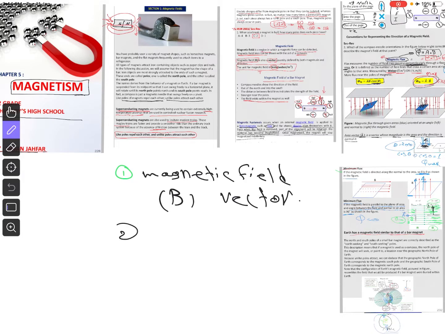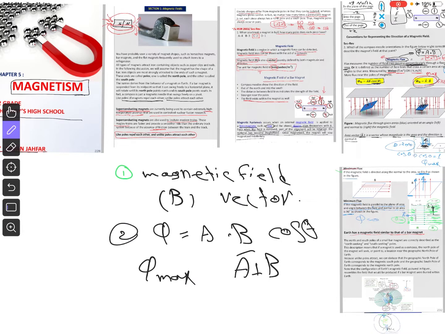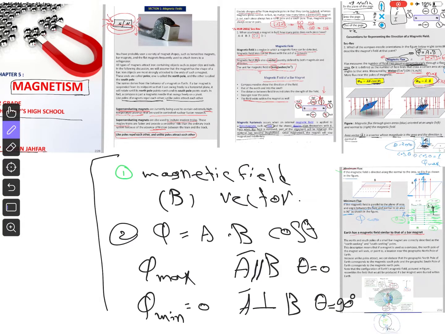And then later we talked about magnetic flux. That's the symbol of the magnetic flux. That's the formula: AB cosine theta. And then we said maximum flux is when the area vector and the B are parallel to each other, when the theta between them is equal to 0. And flux is minimum, or equal to 0, when the A vector is perpendicular with the field, so theta is equal to 90 degrees. This is the most important thing about this section.